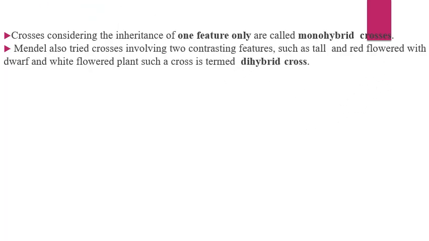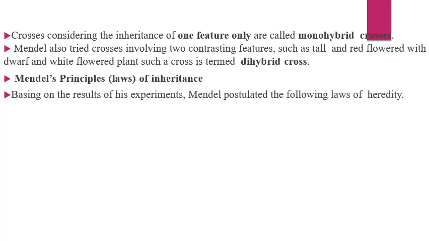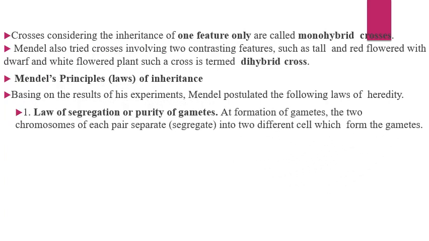Crosses considering the inheritance of one feature only are called monohybrid crosses. Mendel also tried crosses involving two contrasting features, such as tall and red flowered with dwarf and white flowered plant. Such a cross is termed a dihybrid cross. Mendel's principles of inheritance: based on the results of his experiments, Mendel postulated the following laws of heredity.